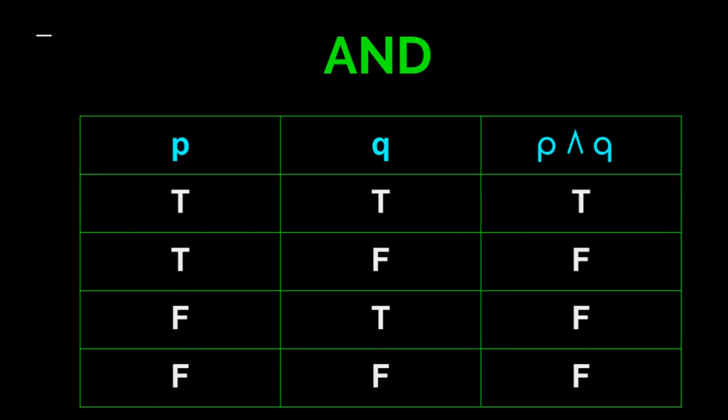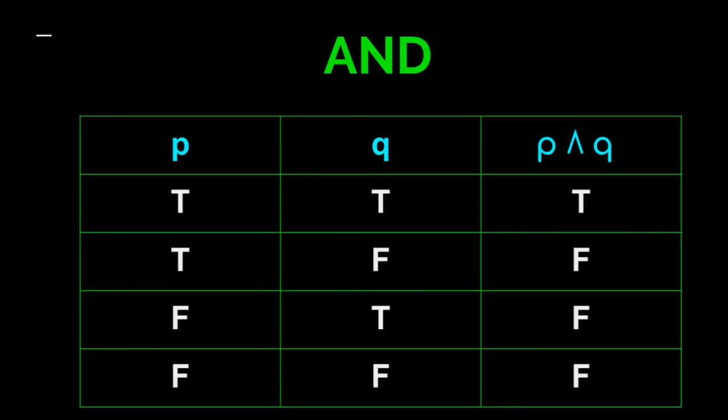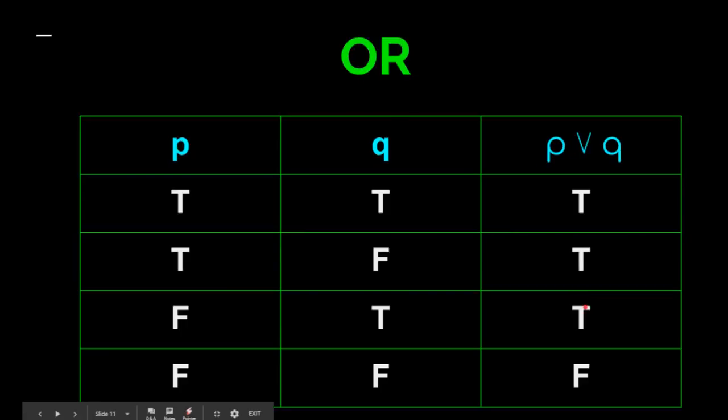So let's first look at and. Sally is 42 and Linda is 36. So that means both those statements are true. Both P is true and Q is true. So there's only one possibility that will make the statement true, and that's if P's true and Q's true. If there's any false going on there, the whole thing is going to evaluate as false.